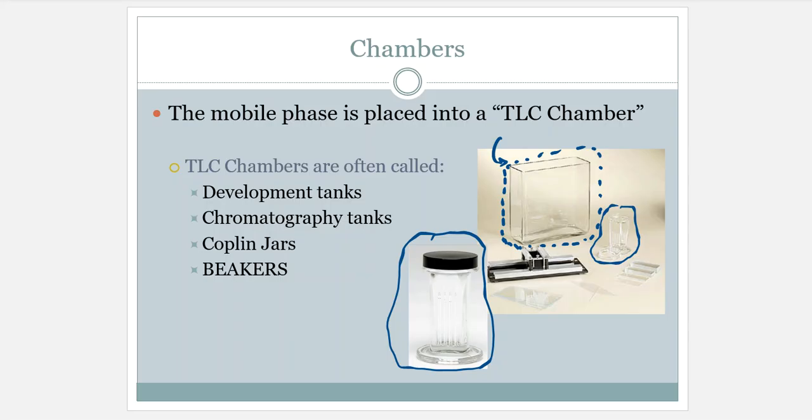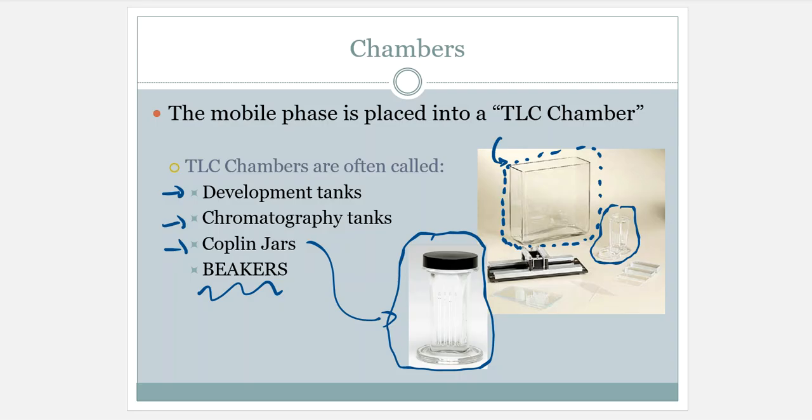So either way, these tanks are going to come in different shapes and different sizes, depending on what you need to run and what you need to analyze. We call them developing tanks. We call them chromatography tanks. These particular things are very often called Coplin jars. And then at the same time, folks, we also have just straight up beakers. We can use a beaker. We can put some aluminum foil on the top of it, make sure that lip is not allowing vapors to escape. And it really does the same thing. I mean, we don't have to be fancy. We can use what we already have in our lab space to test drive some of these things. That is not a big deal at all.